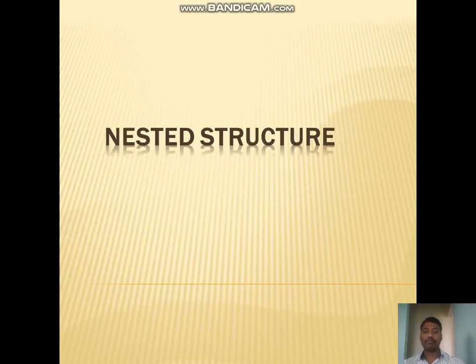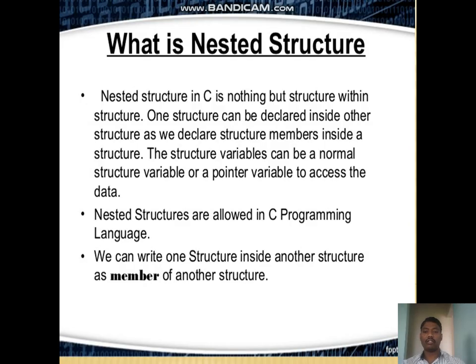Nested structure. What is a nested structure? In C, a nested structure is nothing but a structure within a structure. One structure can be declared inside another structure, as we declare a structure member inside the structure. The structure variable can be a normal structure variable or a pointer variable to access the data. Nested structures are allowed in the C programming language. We can write one structure inside another structure as a member of the other structure.